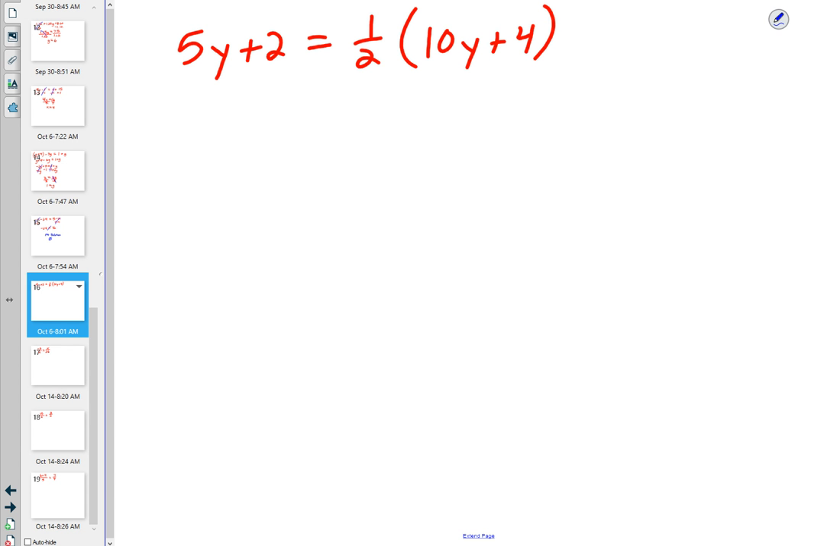What's the first step? Distribute. What's half of 10? Half of 10 is 5, so I have 5y. What's half of 4? 2.